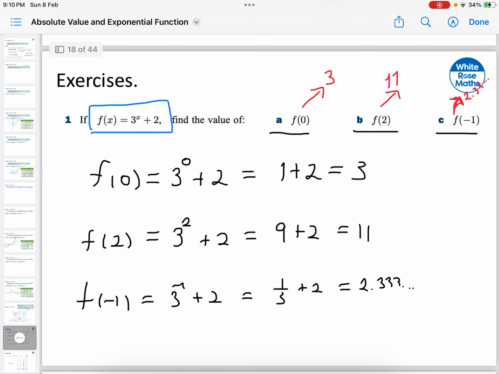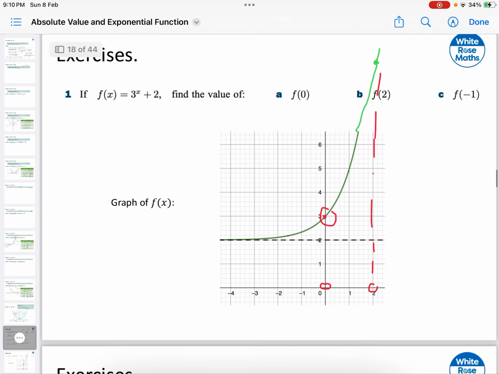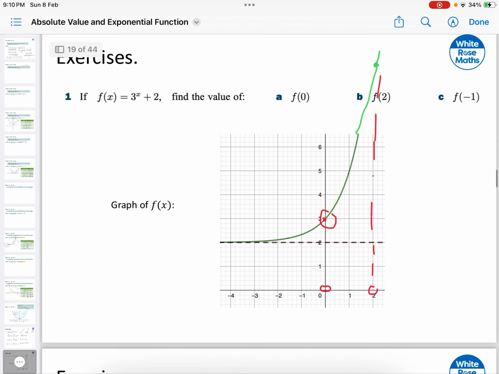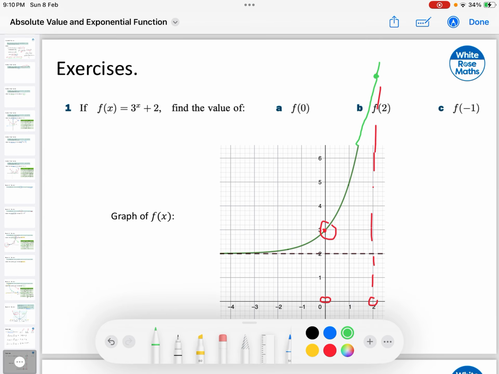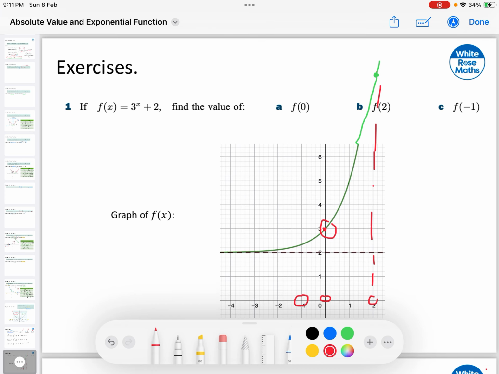And then finally, the third one. The third one is at -1. The answer has to be 2.33. So let's check that with -1. -1 is around here. And the answer, this one over here.